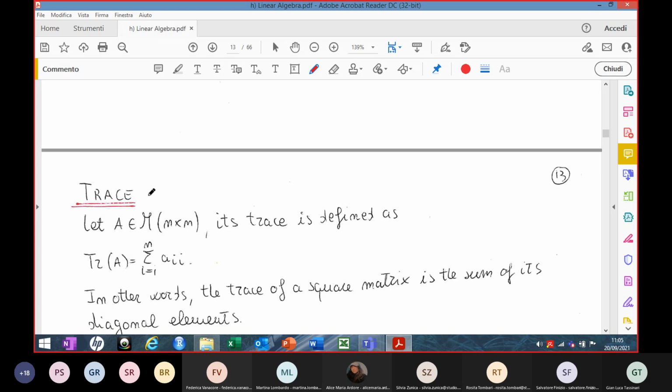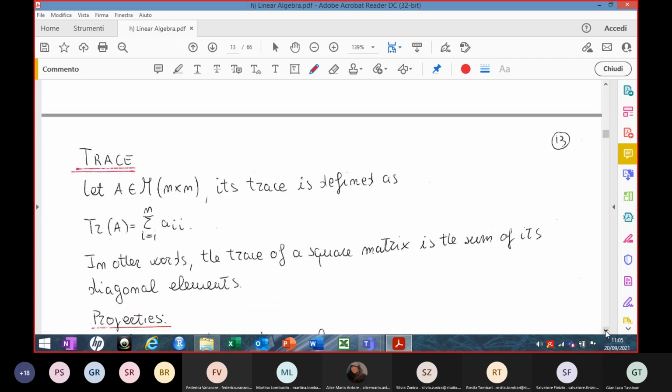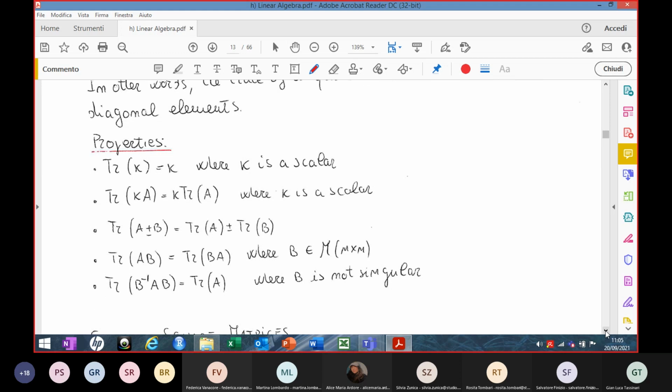The trace, guys, is simply the sum of the diagonal elements of a matrix. Here I reported the properties, which are very, very straightforward. The trace of a constant is the constant itself. The trace of a constant that multiplies a matrix can be computed by computing first the trace of the matrix and then multiplying the result by k. But this is obvious. Why? Because the trace is the sum of the diagonal elements of a matrix.